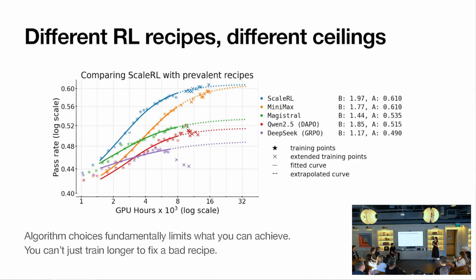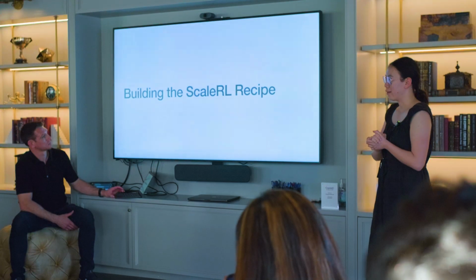So with different RL recipes, you hit pretty different ceilings. They looked at different RL recipes like ScaleRL, Qwen, DeepSeek, and you see pretty different training curves, which is really interesting. So this tells us that these algorithmic choices fundamentally limit what you can achieve, and you can't just train longer to fix a bad recipe. So it's very important to have the right recipe.